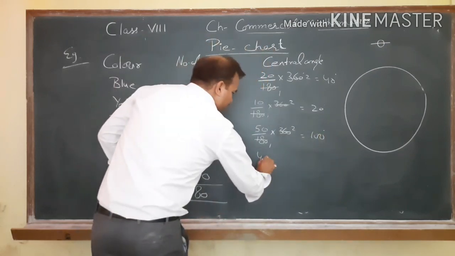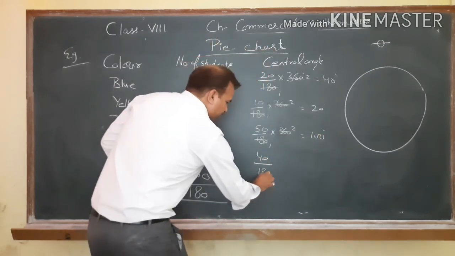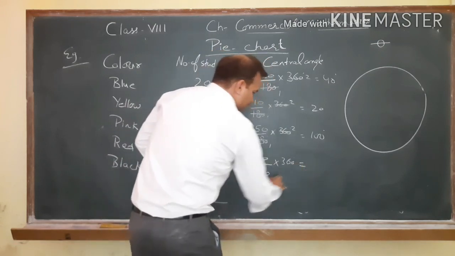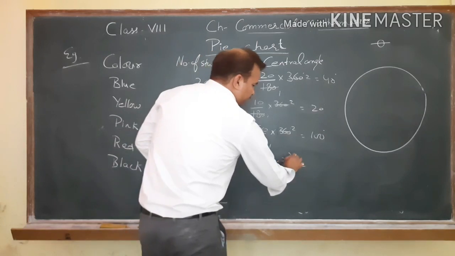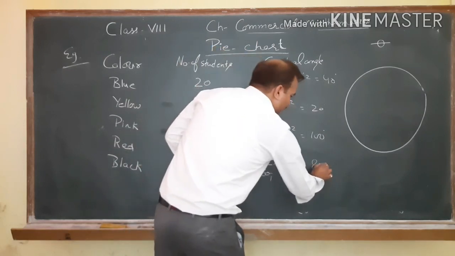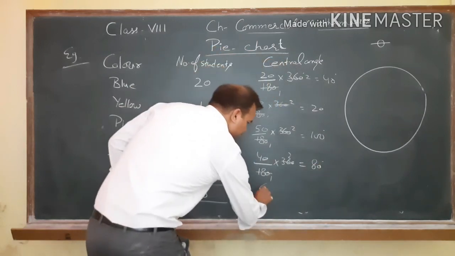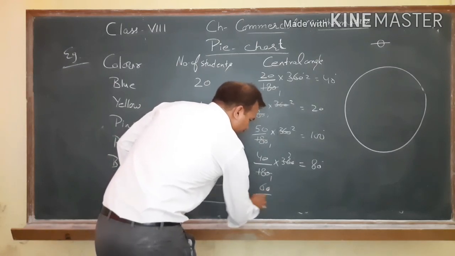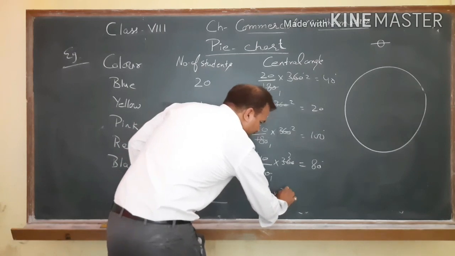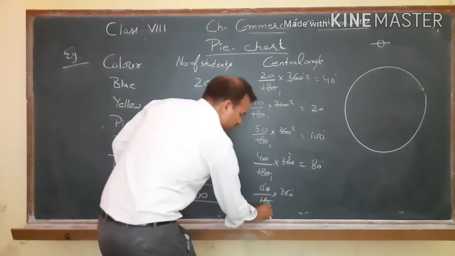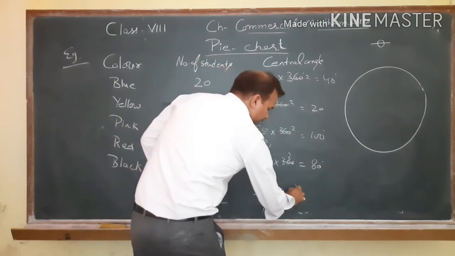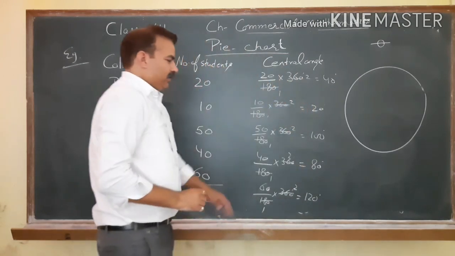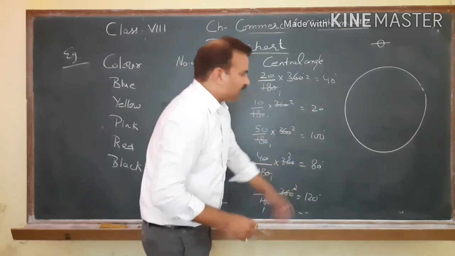Next is the 40 by 180 multiplied by 360. 180 ones are 180, twos are 360. This will become 80 degree, and last is 60. So this will be 60 by 180 multiplied by 360. 180 ones are 180, twos are 360, and 60 twos are 120 degree. So these are the central angles which we have got.